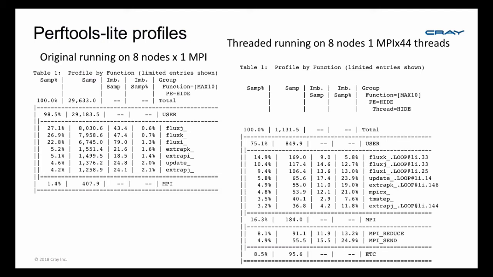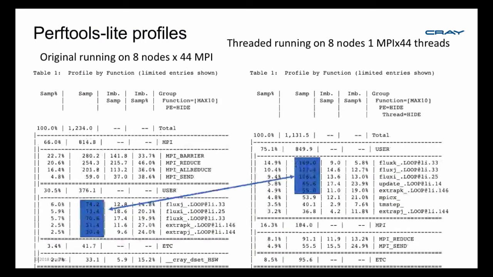Now, the problem with this is it's not fair, because the profile on the left is only using 1 core. The profile on the right is using 44 cores. So let's run MPI on all the cores. So we're running 8 nodes with 44 MPI tasks per node, and comparing that to 8 nodes with 1 MPI task per node and 44 threads.